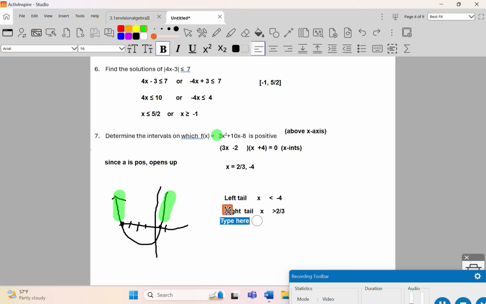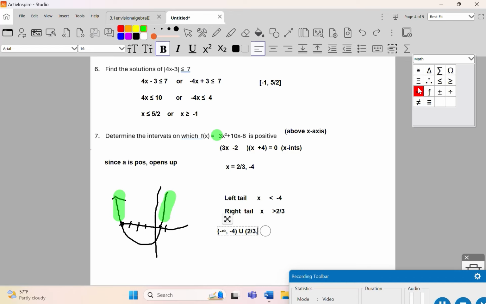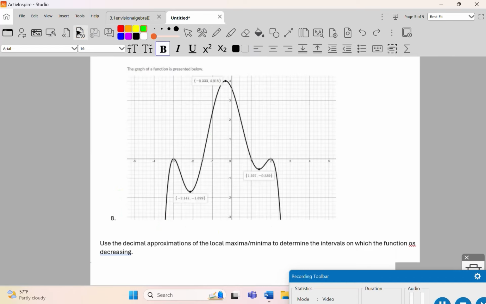So on your challenge exam, this is probably going to be an interval. You'd say -infinity to -4, union with 2/3 to infinity. There you go.